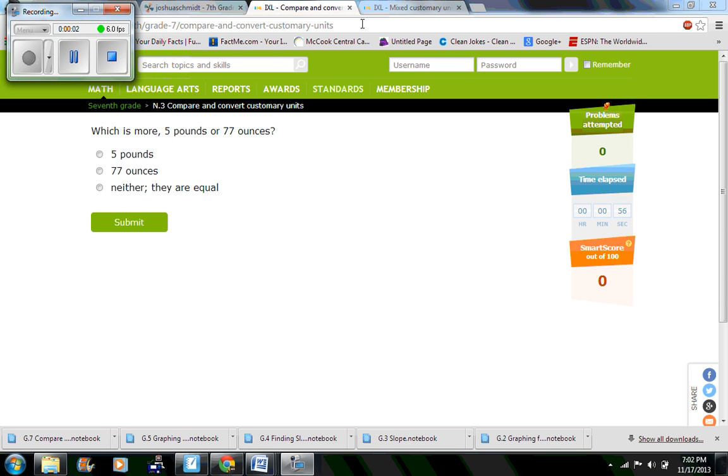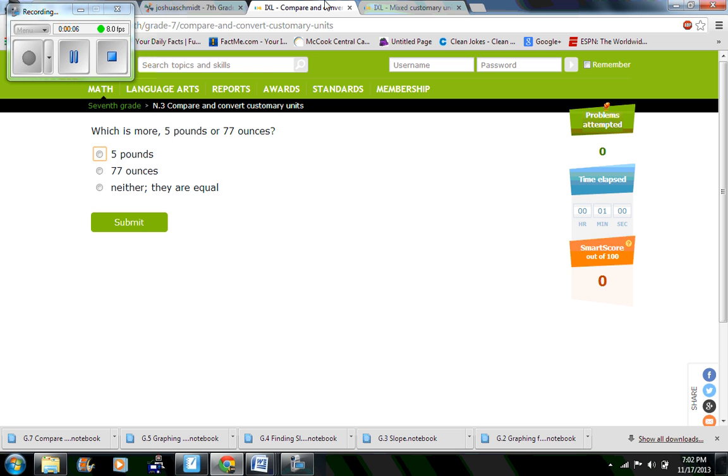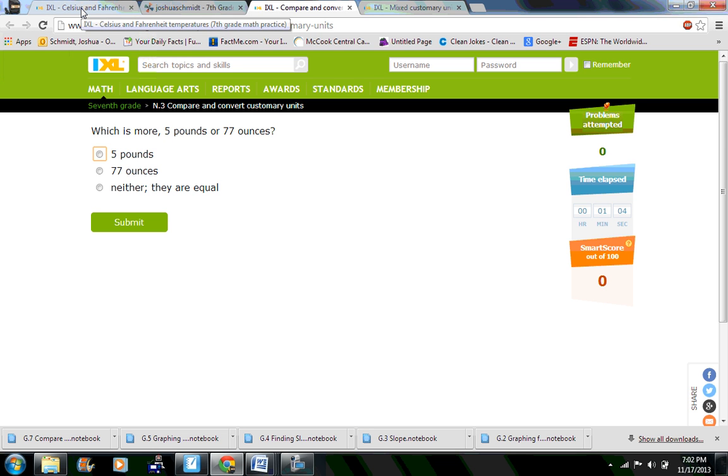So we are on G.7, and so I'm going to use the IXLs to convert here because I think it might be easier than making a video. The first section is N.3, comparing and converting customary measurements.